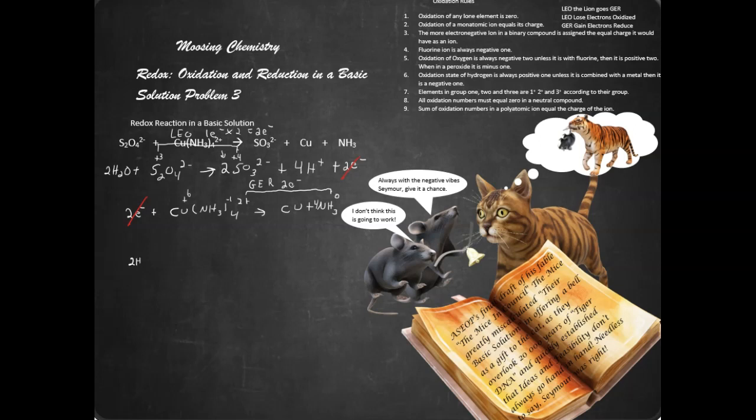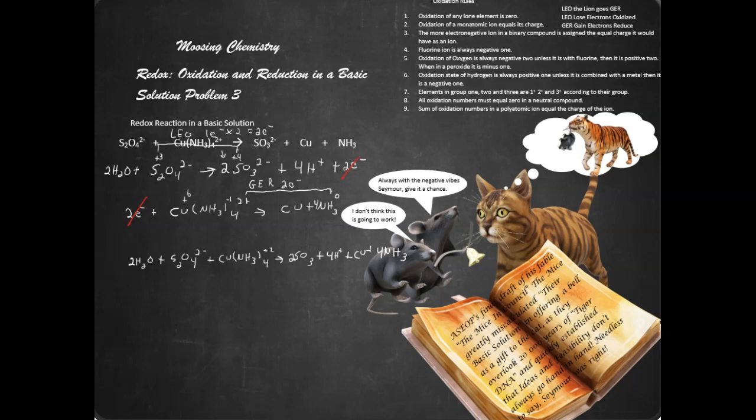We have 2 H2O plus S2O4 2 minus plus Cu(NH3)4 2 plus yields 2SO3 plus 4 hydrogens plus Cu plus 4NH3. Okay, so that's what we have.